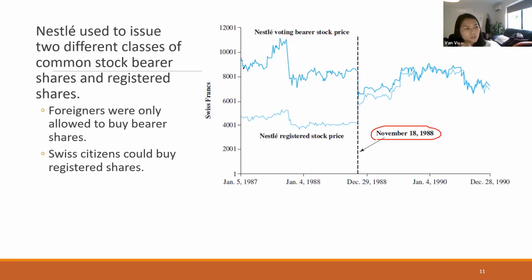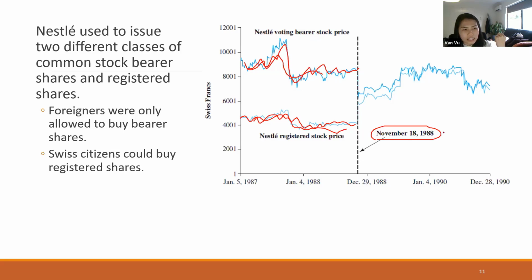So the two classes of shares here should not have any difference in fundamentals. The only difference in their share price should be explained by the difference in their investor class. So before 1988, if I invested in Nestle as a foreign investor, I would be buying the shares at this price. At the same time, a domestic investor would be trading the shares at this price.